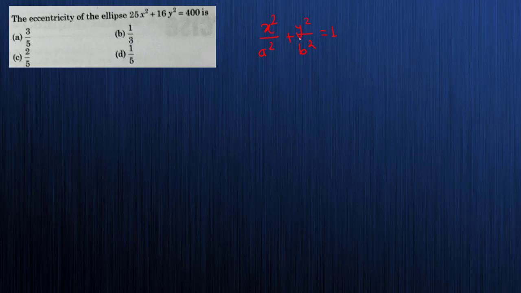We have two types of ellipse, one is horizontal and another is vertical. If a is greater than b, we have horizontal. If a is less than b, we have vertical. Based on that we have the value of the eccentricity. If a is greater than b, then b square is equal to a square into 1 minus e square. And if a is less than b, then a square is equal to b square into 1 minus e square.